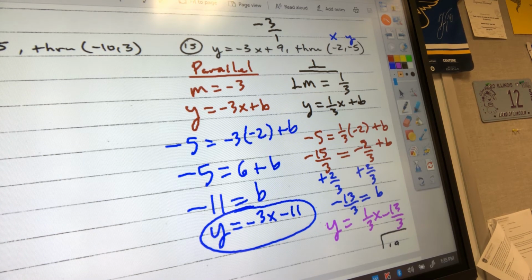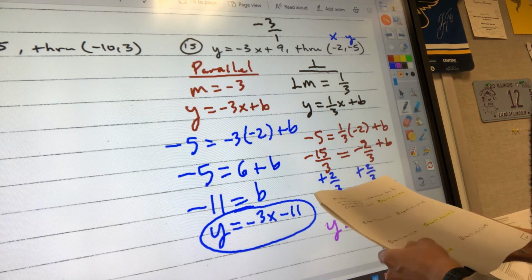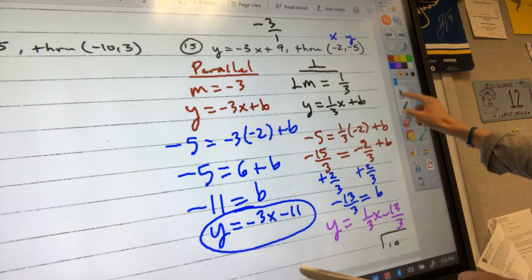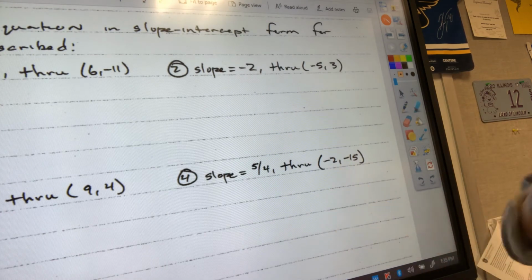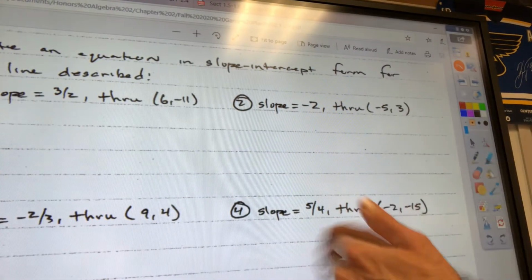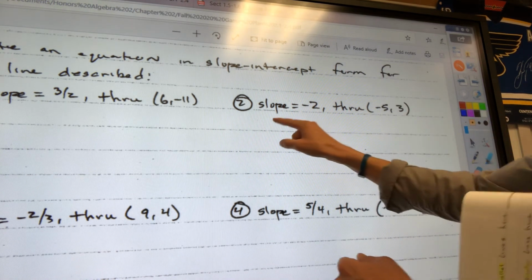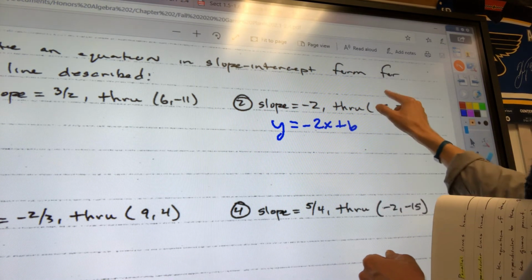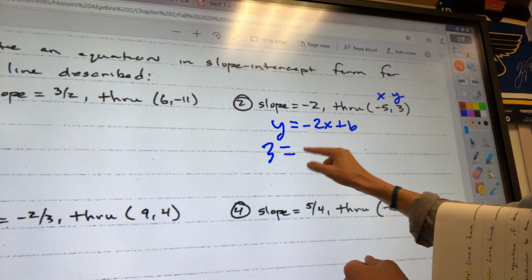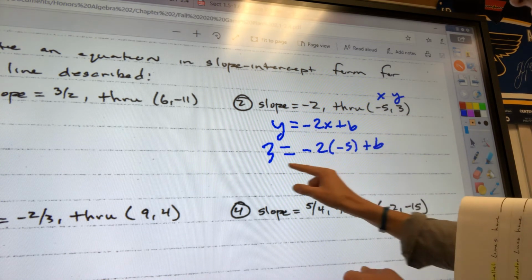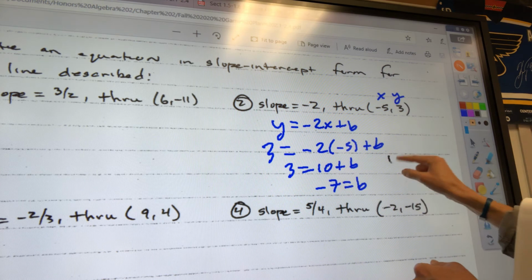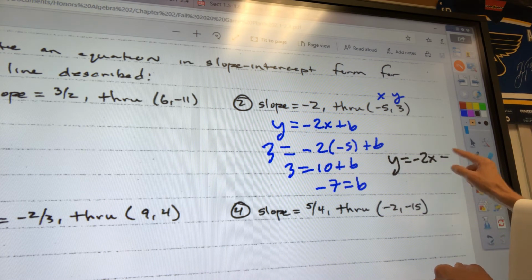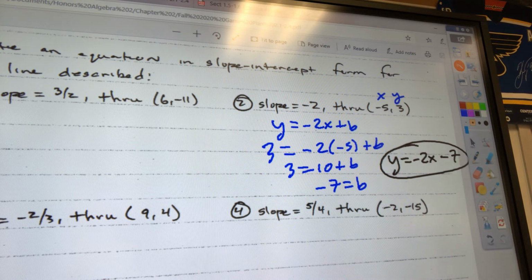All right, let's talk about this next page. Slope-intercept form. Number 2. Write an equation in slope-intercept form for the line described. Well, 2 is great because it gives you the slope. y is a negative 2x plus b. It goes through 3 for y and a negative 5 for x. 3 is equal to 10 plus b. Negative 7 is b. So your equation is y equals negative 2x minus 7. That is your equation.